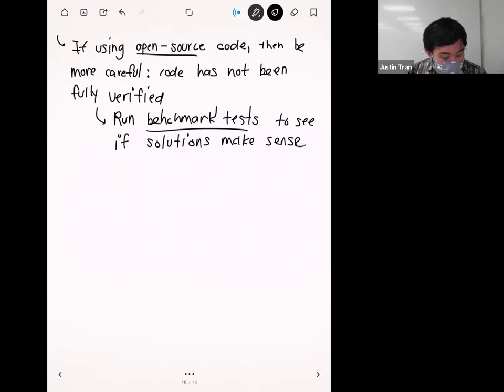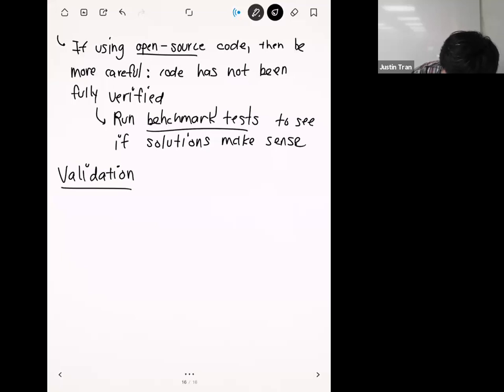Okay. So now let's talk about validation. All right. And so validation, remember, asks the question of, are we even solving the right equations to begin with? Okay. And so validation is more concerned with, once we get these simulation results, is this actually what we expect to happen in reality? Or is this physically consistent?